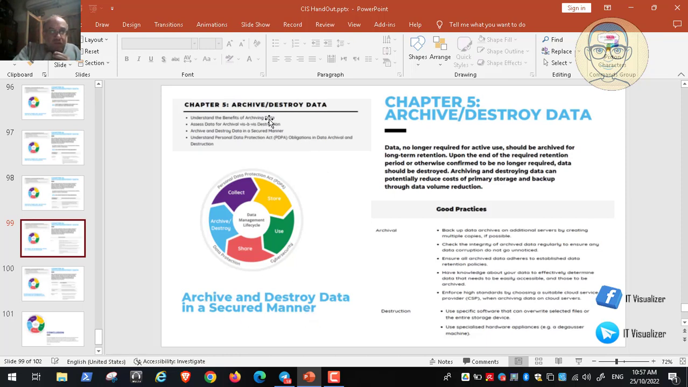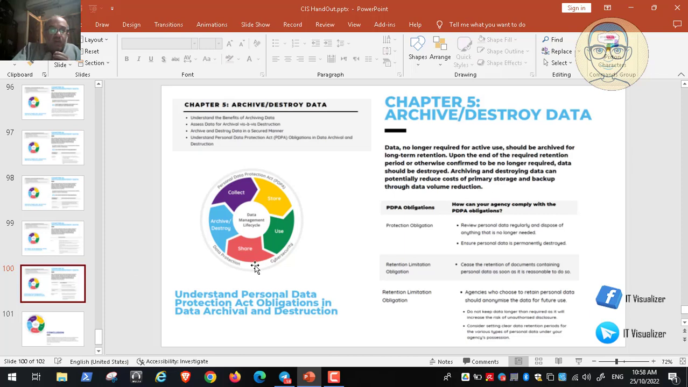So the first thing is to understand the benefits of archiving data. We have said this. Assess the data to decide if it needs to be archived or destroyed. Destroy the data in a secure manner. This is the third thing, and these are some good practices to archive and destroy the data. And the last thing, I think, is to understand Personal Data Protection Act obligations in data archival and destruction.